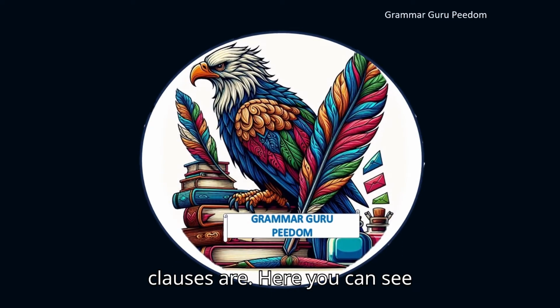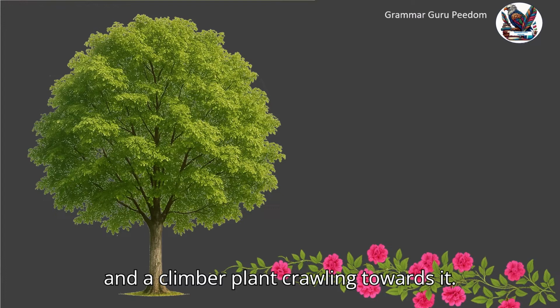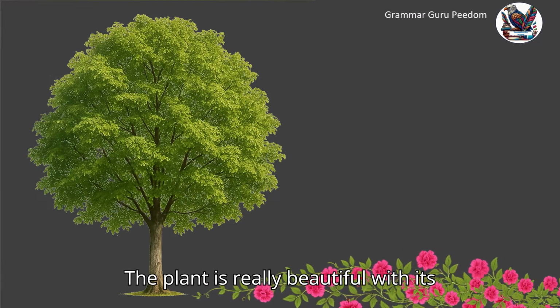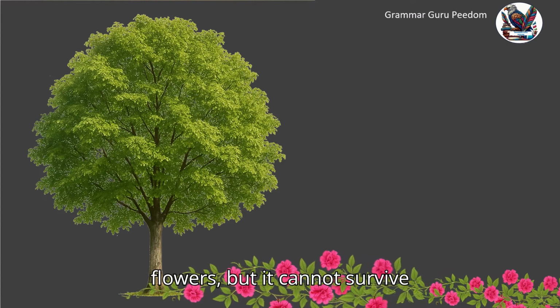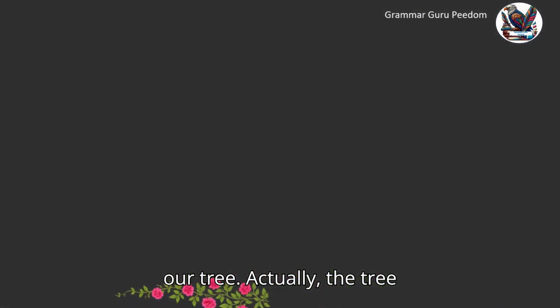Here you can see a tree with a majestic appearance and a climber plant crawling towards it. The plant is really beautiful with its flowers, but it cannot survive for long like this because it needs support for its sustenance. In this picture, you can see the plant has already found its support on our tree.